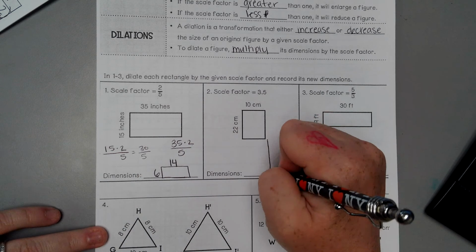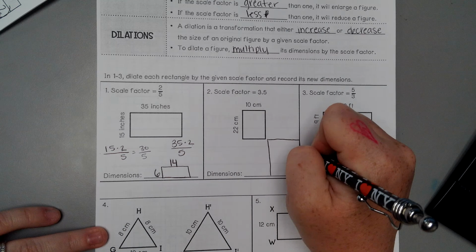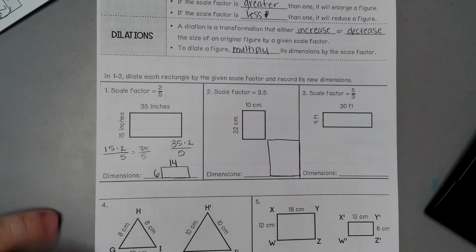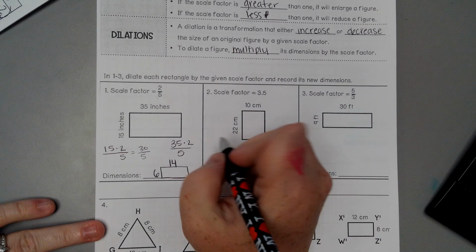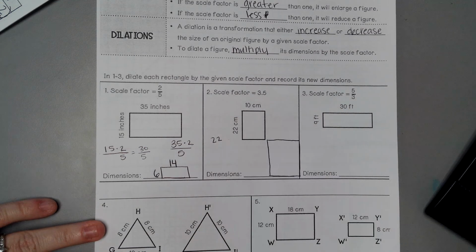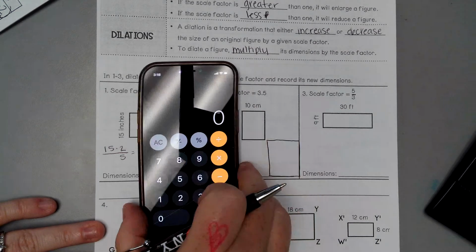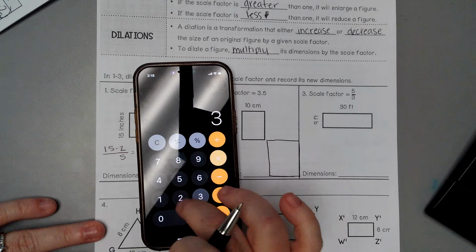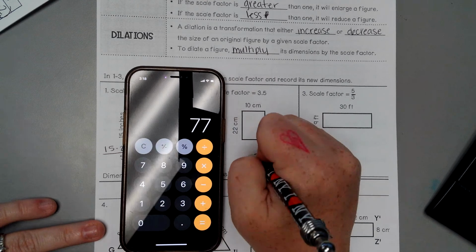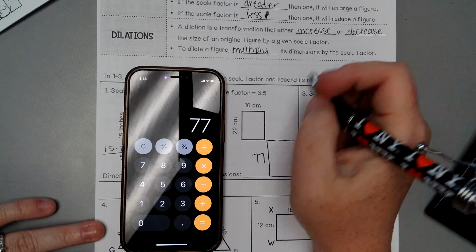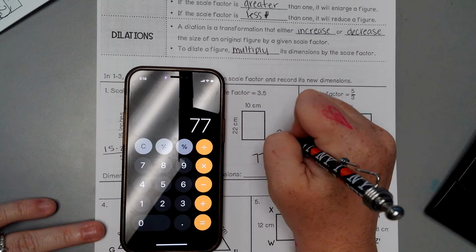Okay, next. Scale factor is 3.5, so that means this one's going to be bigger because 3.5 is greater than 1. 22 times 3.5 is 77. 10 times 3.5 is 35.